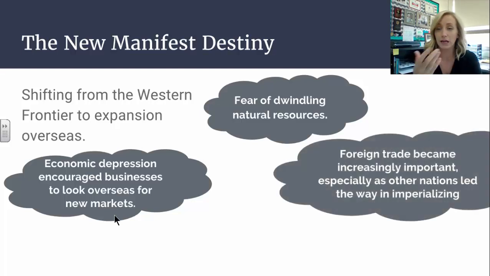Foreign trade became increasingly important, especially as other nations led the way in imperializing. And we're going to talk about that next, that we weren't the only ones doing this. And we very much felt the pressure of that, with all these other great powers moving outside of their countries. So we've got to do that too.